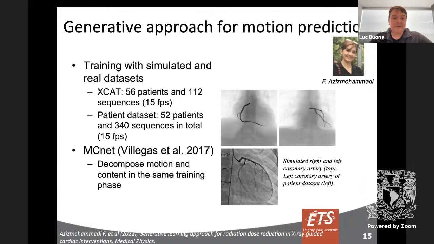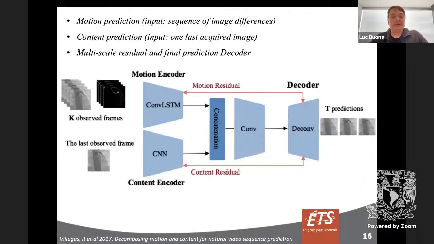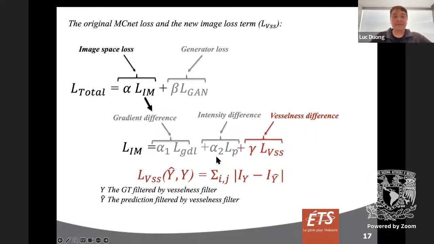We first used MCNet, which is an architecture that decomposes motion and content in the same training phase. You can see it a bit better here. You take the observed frames, and with the observed frames, you encode the changes in between the frames. You also encode the content. So it allows us to make sure that we are considering both the motion inside the video and the content of the video, to make sure that the content is as good as possible in between frames. That's the basic idea behind the MCNet architecture.